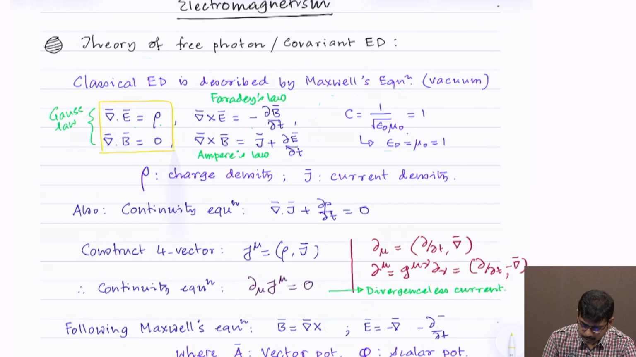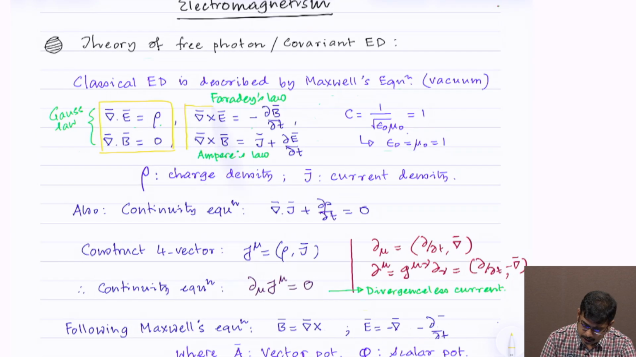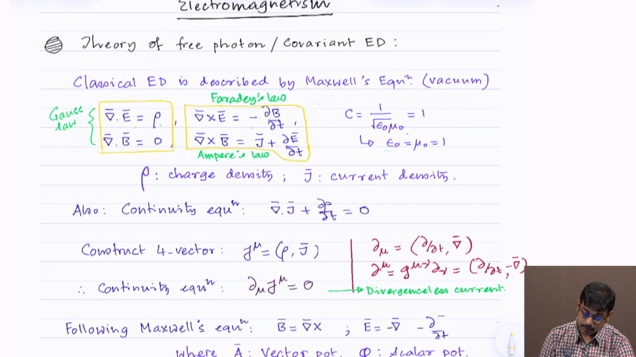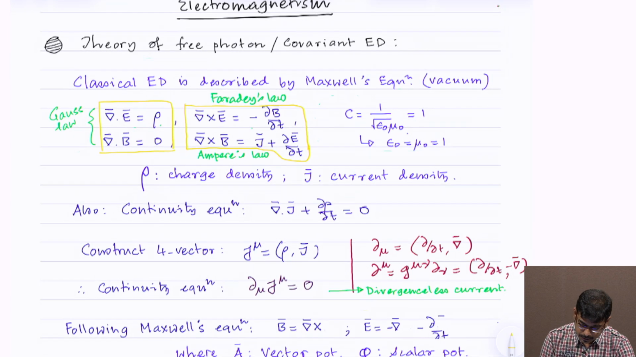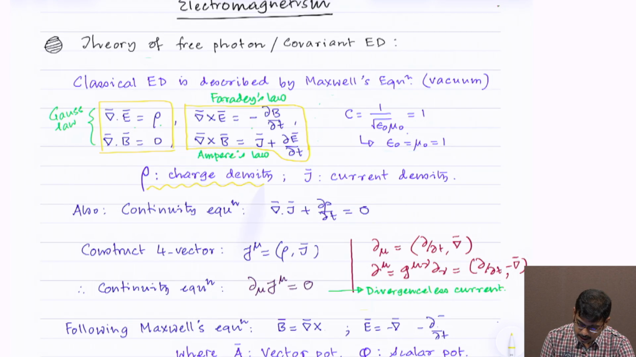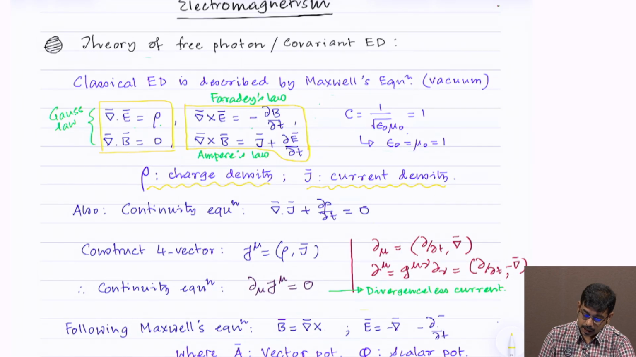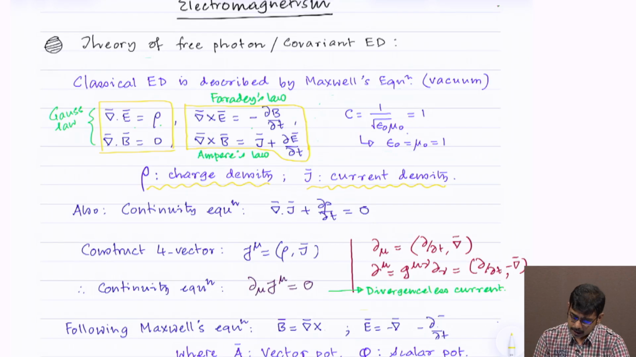On the other hand, you have curl of E is equal to minus del B by del T, the rate of change of the magnetic field, and curl of B is equal to J plus del E by del T. This is called Ampere's law, while curl of E equal to minus del B by del T is called Faraday's law. Of course, rho is the charge density, J is the current density, and you must remember that we are writing all these things with C equal to 1.